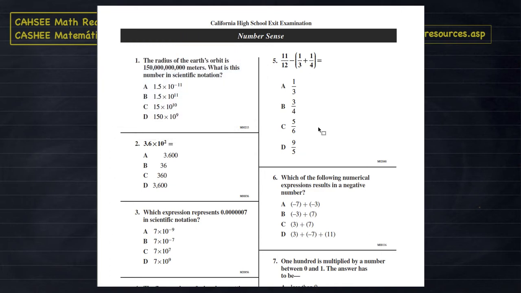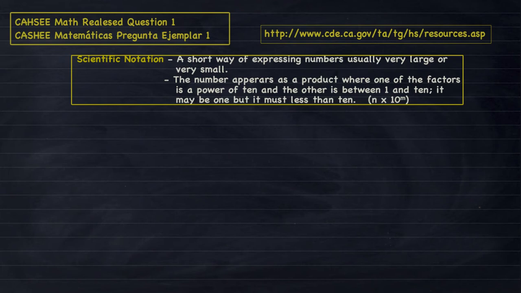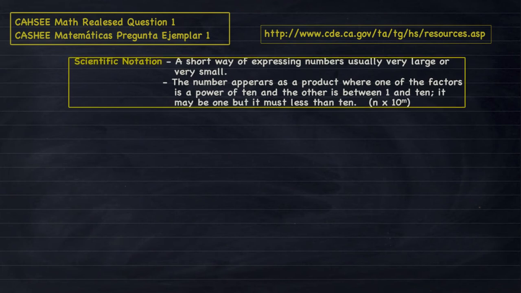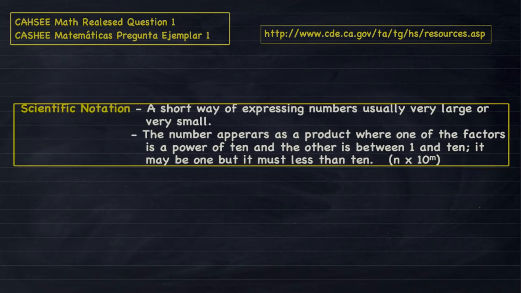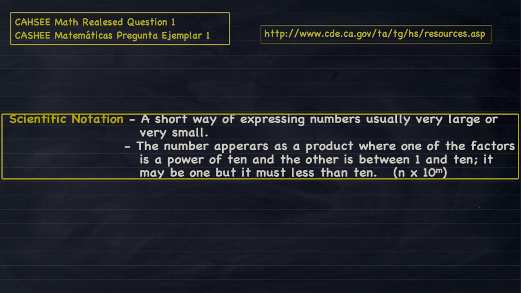To solve these problems, we do need to know what scientific notation is. And here is a definition. Scientific notation is a short way of expressing numbers, usually very large or very small. The number appears as a product where one of the factors is a power of 10 and the other is between 1 and 10. It may be 1, but it must be less than 10.